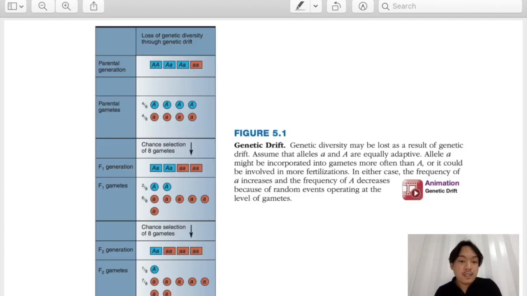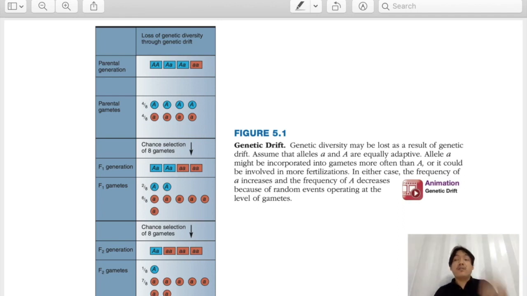So genetic diversity may be lost as a result of genetic drift. Assume that alleles small a and big A are equally adaptive. In other words, they can be formed into different types of phenotypes. Allele small a might be incorporated into gametes more often than big A, or it could be involved in more fertilizations. In either case, the frequency of small a increases and the frequency of big A decreases.